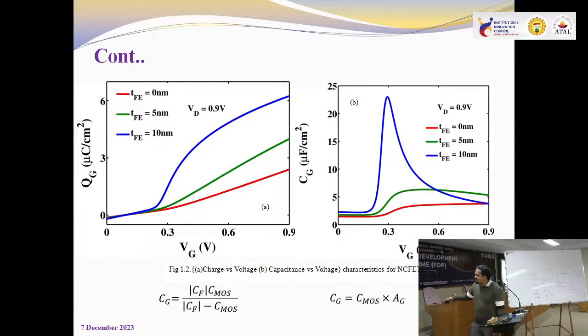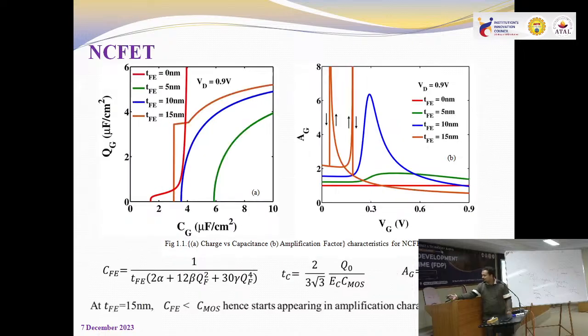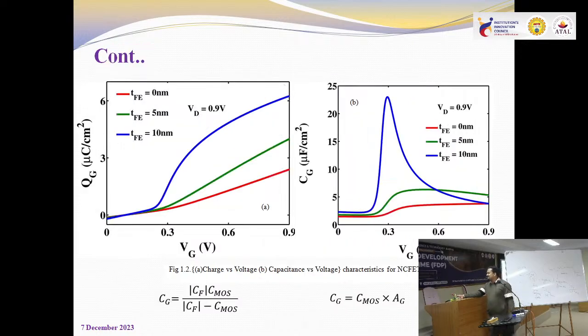So now we have one more characteristic, that is charge versus voltage. Now everything is simple. As I told, I'm going for digital application, and I know that at TFE equals 15 nanometer, hysteresis will come. So from here onwards, I have not discussed the case for TFE equals 15. I have restricted myself to TFE equals 10. My title is Insight into Non-Hysteretic Negative Capacitance Field Effect Transistor, so NCFET which does not have hysteresis. Okay, so let's go to this case, charge versus voltage.